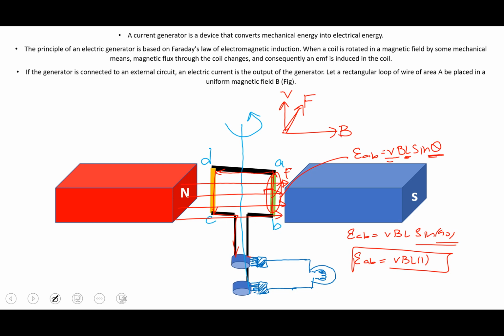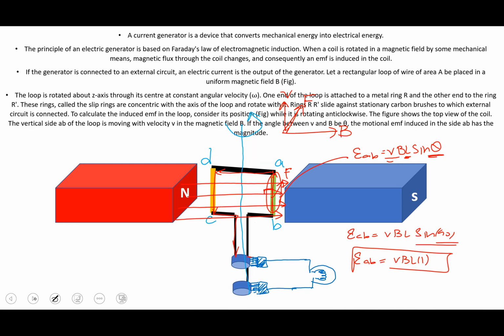So here's the scenario for us. In this case, let's see what else we can basically induce into this whole scenario. Now, in this case, a loop is rotated about the z-axis through its center at a constant angular velocity, which is omega. This loop basically rotates in the anti-clockwise direction with the help of some external force. Let's call it wind, let's call it water, whatever you want. One end of the loop is attached to the metal ring R and the other end to the ring R dash. Let's call this R and the other one is R dash.